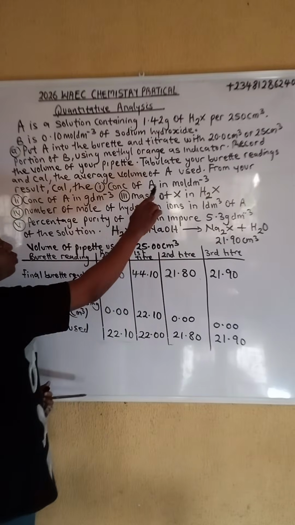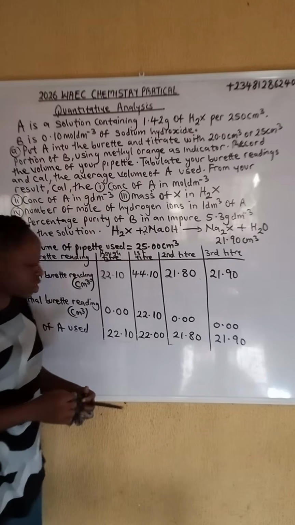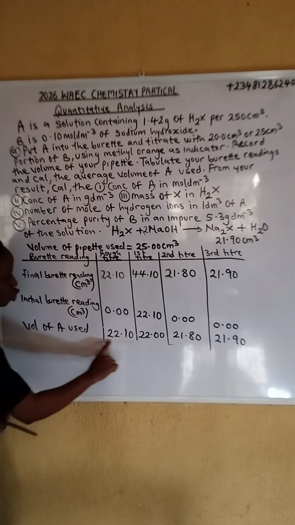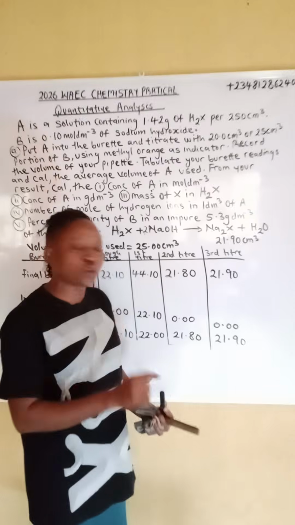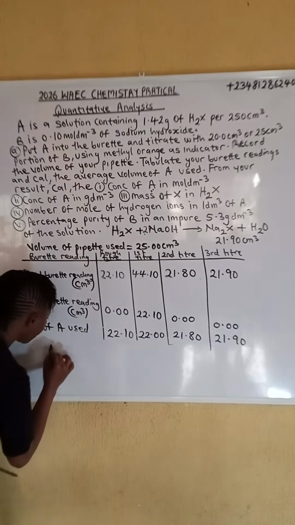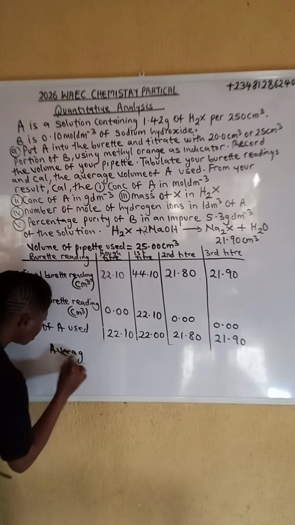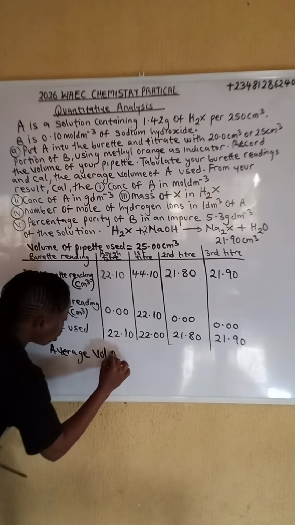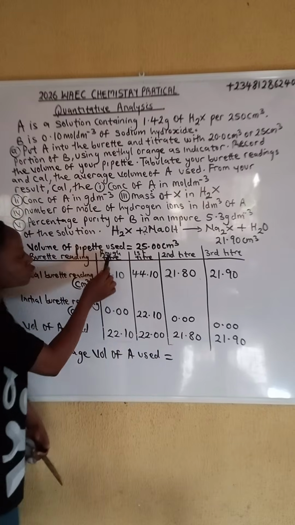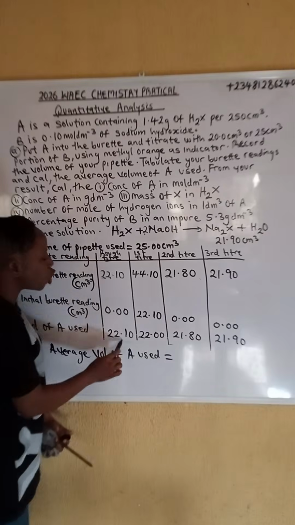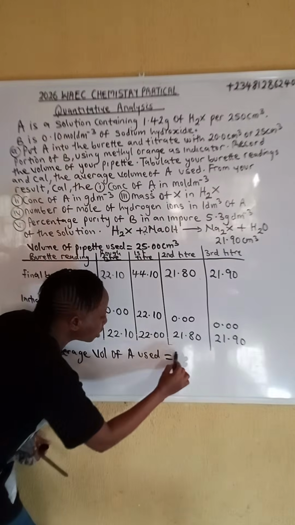Then the question says to tabulate your readings and calculate the average volume of acid used. Don't forget that this is the volume of acid used. Now you are going to calculate the average volume of acid used. So that will be the average volume of A used equal to, don't use the value that you have under rough titre. So you are going to start from here.